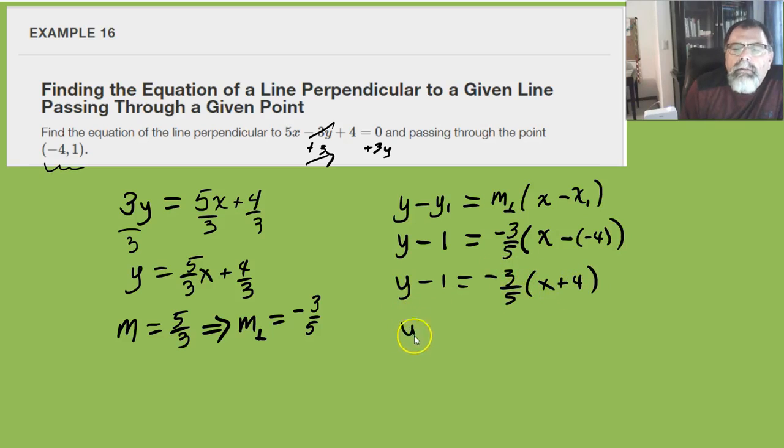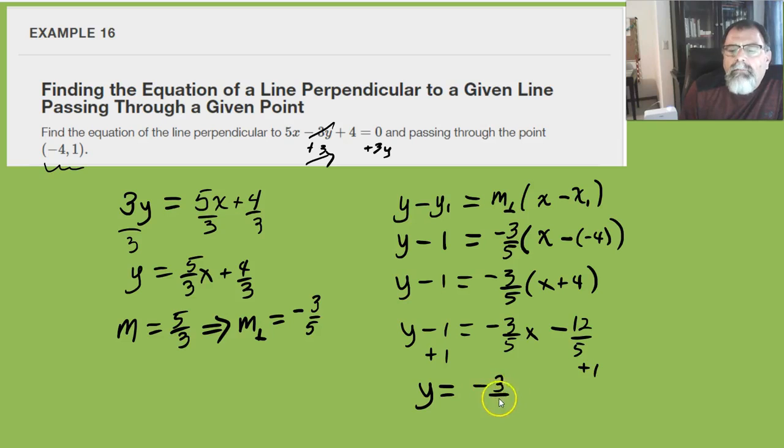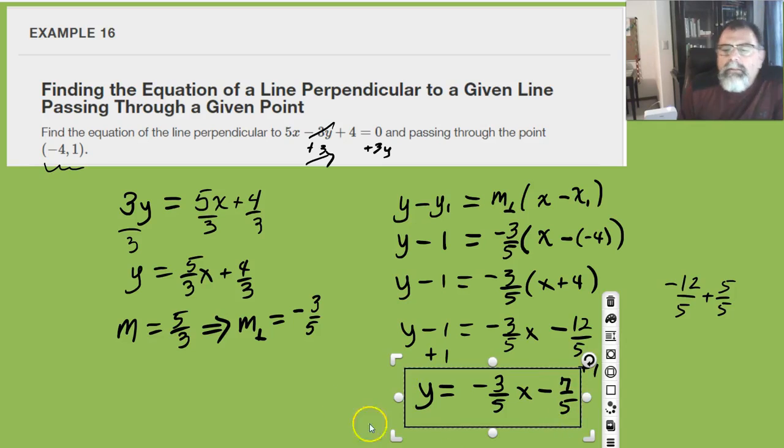Okay, distribute. So negative 3/5 x minus 12/5. Then we're going to add 1. Remember, 1 is 5/5. So negative 12 plus 5 gives negative 7/5. And that's my final answer there. Box that.